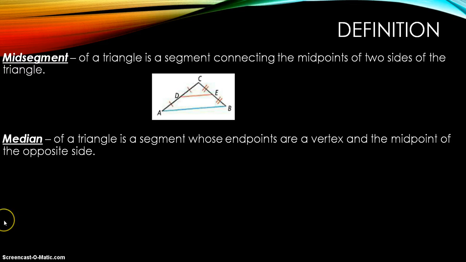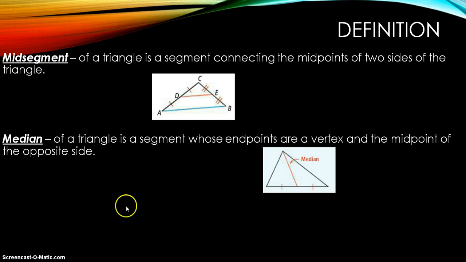The second word is a median. Median of a triangle is a segment whose endpoints are a vertex and the midpoint of the opposite side. So we're going to choose one side, which would be, say, this vertex here and this side here. We're going to connect it to the midpoint so that these two sides here are equal. Now keep note that this is just one of them. We can create two more medians in every triangle. So essentially we have 3 in every triangle.